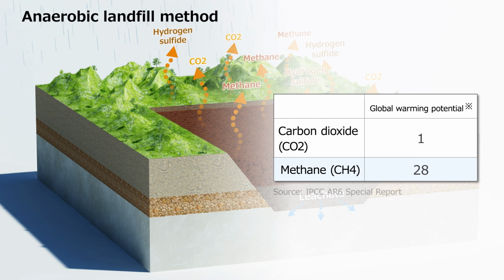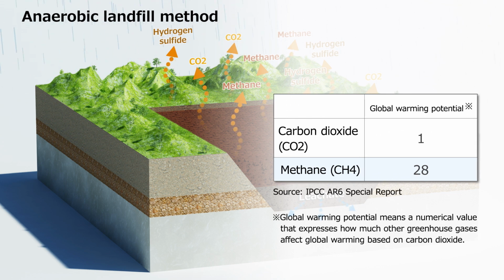In addition, the gases emitted from the landfill layer are called greenhouse gases and cause global warming and climate change. In particular, methane is about 28 times more powerful a greenhouse gas than carbon dioxide. And if the anaerobic landfill method continues, a large amount of methane gas will be released into the atmosphere.